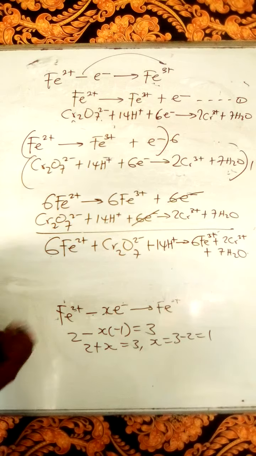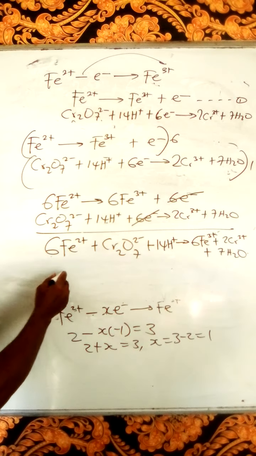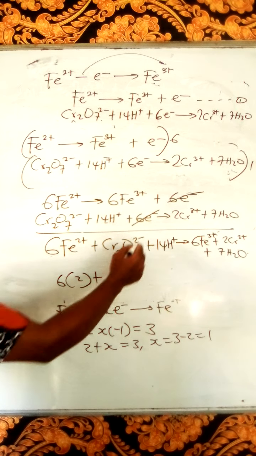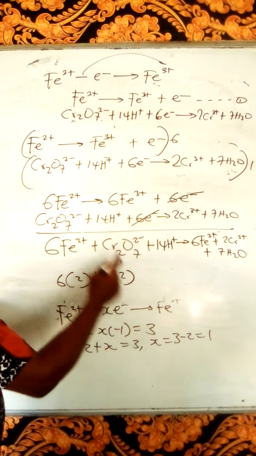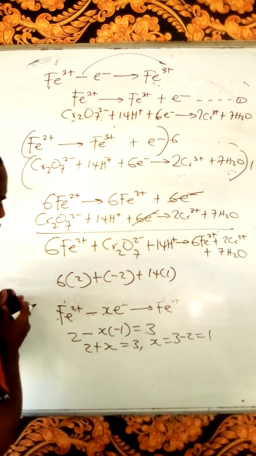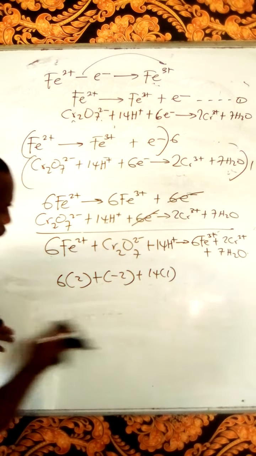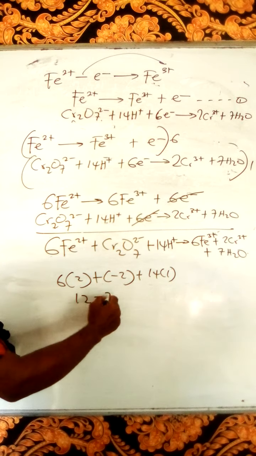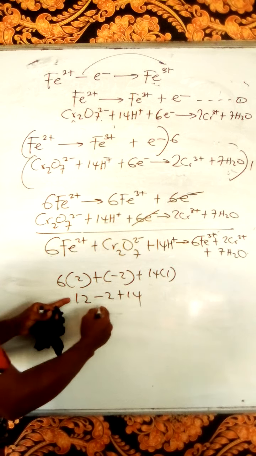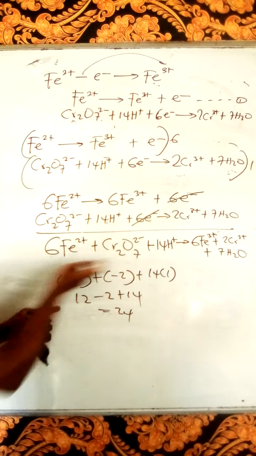Then talking about the charge on the reactant side, 6 times 2, plus the charge here is minus 2, there's nothing in front of it. Then hydrogen is 14 times 1. When we solve this, we're going to have 12 minus 2 plus 14. That will give you 10 plus 14, giving you 24 total charge on this side.